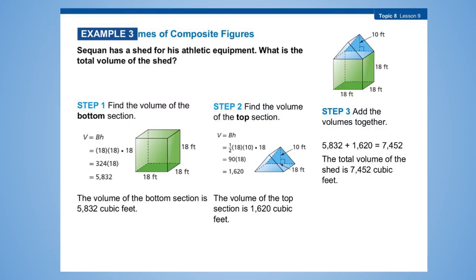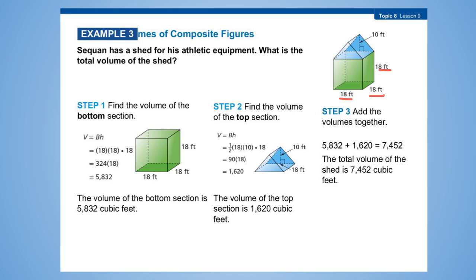This is example number 3 on page 489. Saquon has a shed for his athletic equipment. What is the total volume of the shed? Now this is one of those composite figures. Remember when we talked about surface area, we talked about a composite figure is the combination of a couple different shapes together. And here we have a cube, and I know it's a cube because all of these are the same, with a triangular prism on top. It's not a pyramid, it's a prism because the sides are rectangles.